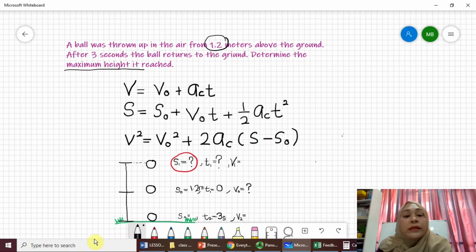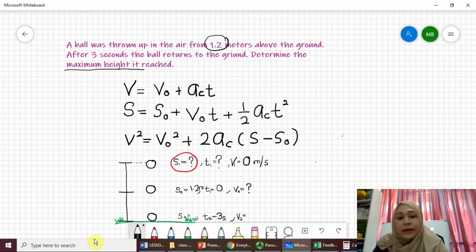But do we know the velocity at the maximum height, V1? Yes, we know, because if an object is projected upwards, when it reaches its peak of trajectory, its velocity is 0 meters per second.